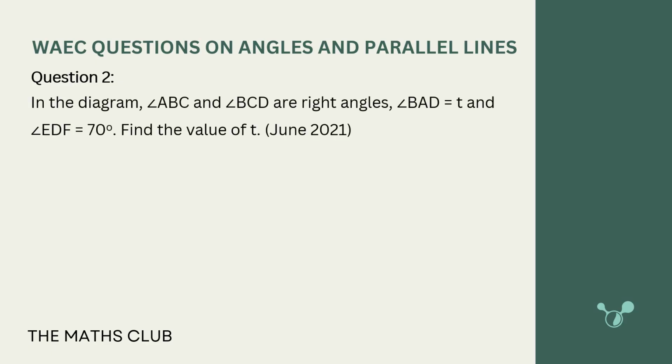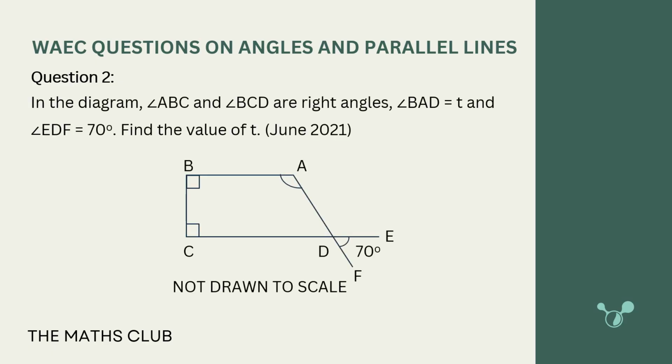Question 2 now says that in the diagram, let's see the diagram, angles ABC and BCD are right angles. I'm also told that angle BAD, this angle here, is T. And we're also told that angle EDF is 70 degrees. Find the value of this angle T, which is angle BAD. I want you to pause the video and try this out yourself.